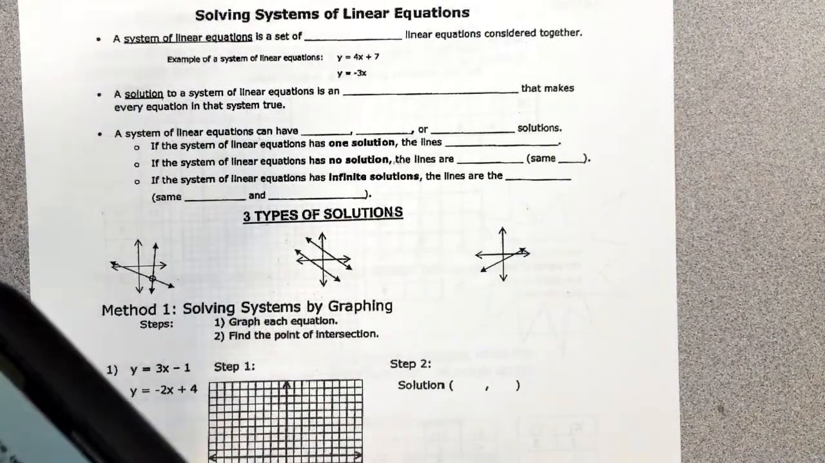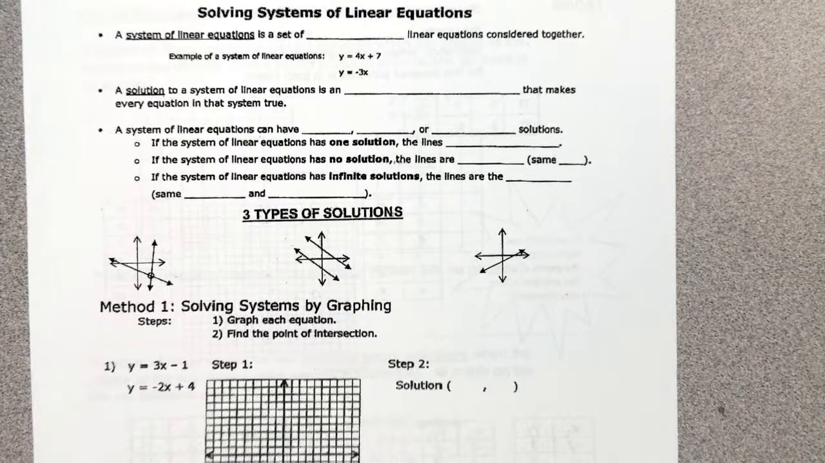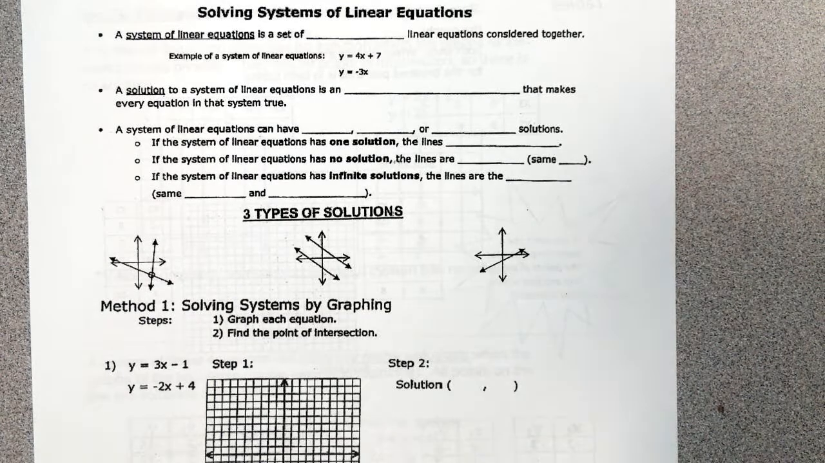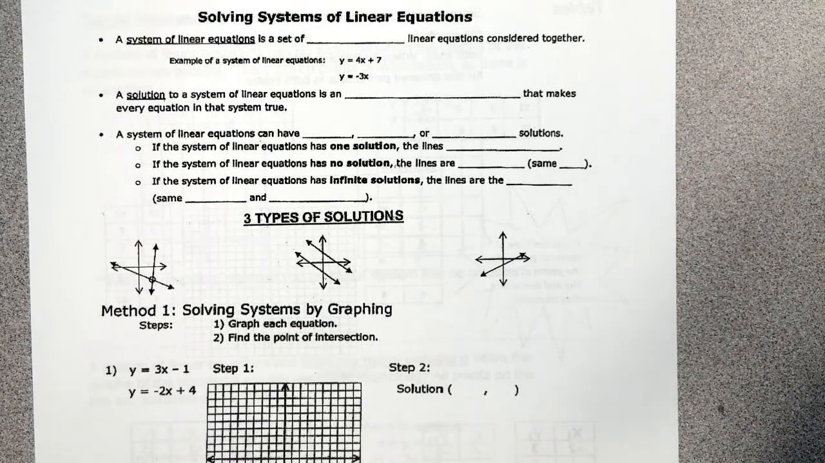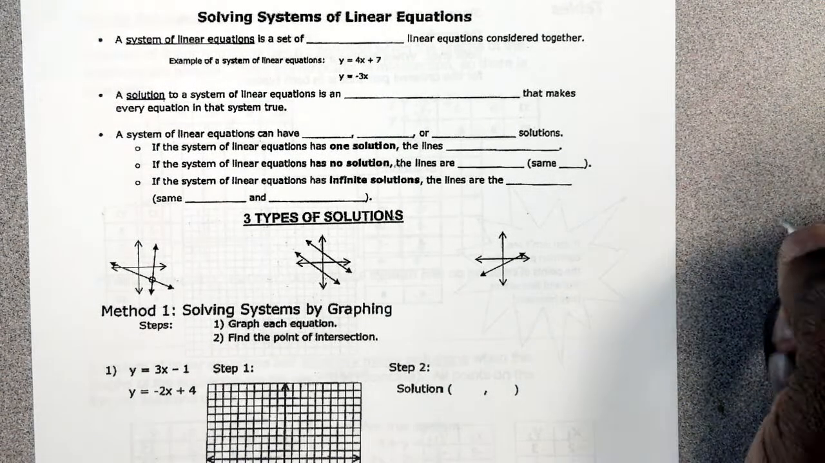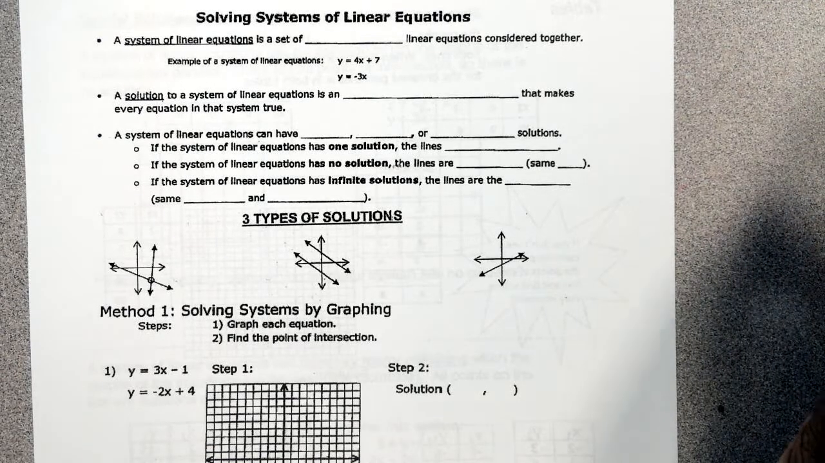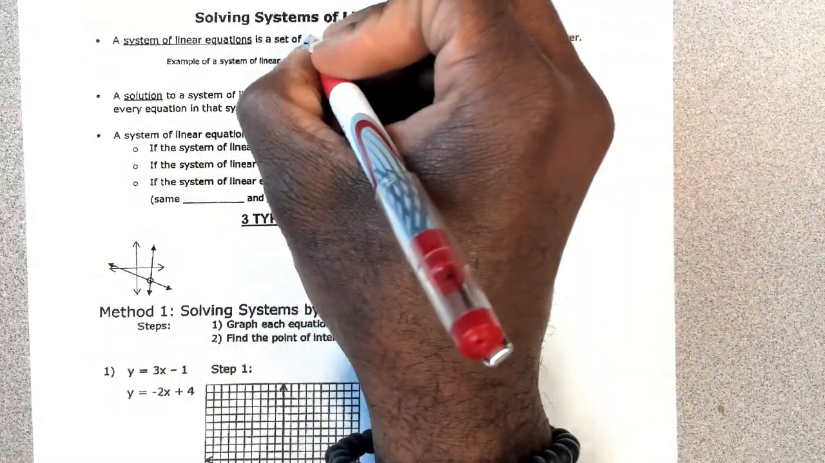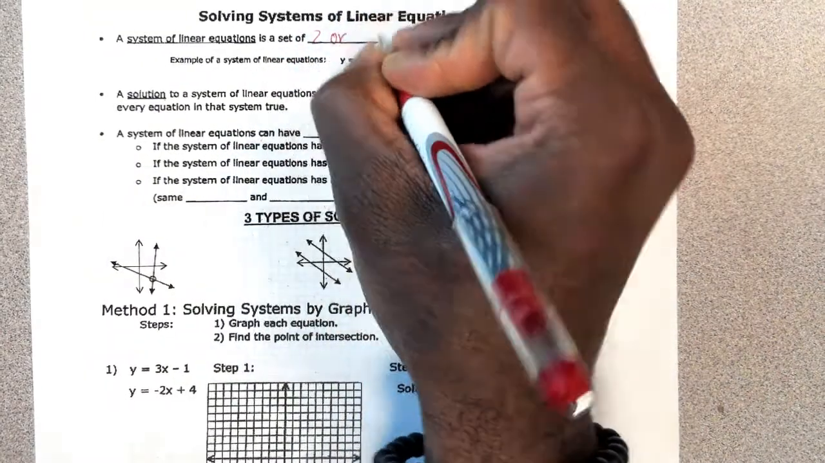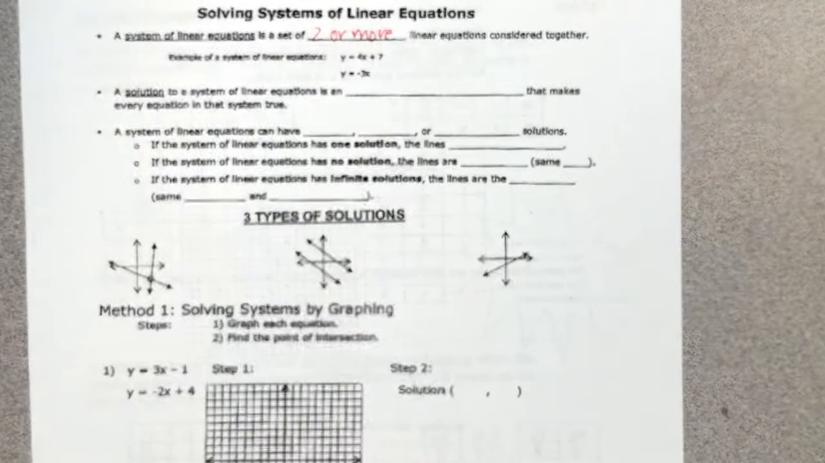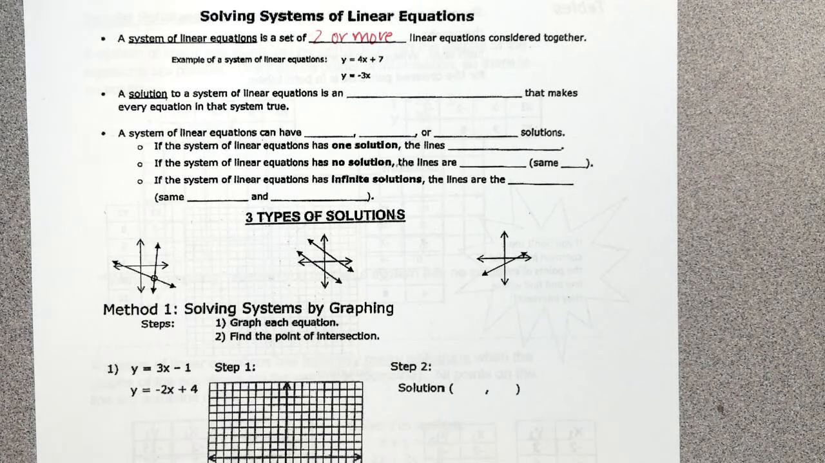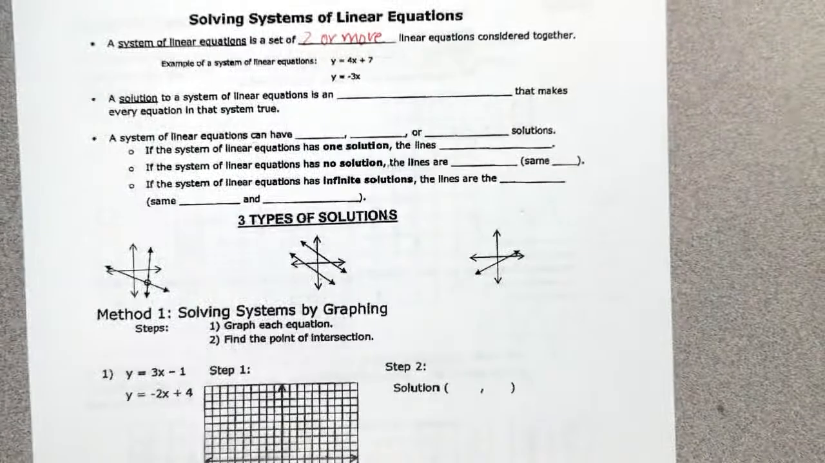Alright guys, today we are talking about systems of linear equations. And so the first few bullet points here are just giving you some information on what systems of linear equations are. And to start out, like the activity we did in class where we had multiple graphs, a system of linear equations is a set of two or more linear equations considered together. So if we graph two equations, that is a system. If we were to graph these two equations, that would be a system of equations.